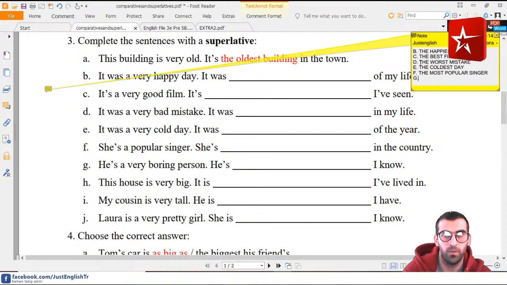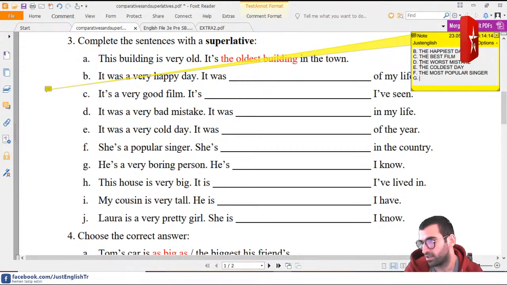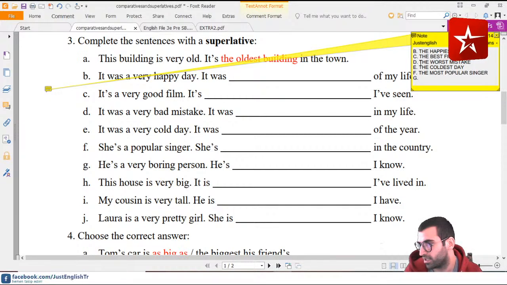And let's continue with G. He is a very boring person. Okay, and let's wait for your answers. Yes, Sıla Halil, Mr. Halil, great. You learned superlative. Doğan, the most popular. Yes, Doğan, your answer is correct. The coldest day, yes, it was correct. She's the most popular singer in the country. Mehmet Olkats, yes. Oğuzhan Kundu says she's the most popular singer. Yes, that's correct, Mr. Oğuzhan. And Halil says the most popular singer. Azime also said the most popular singer is most boring person I know.